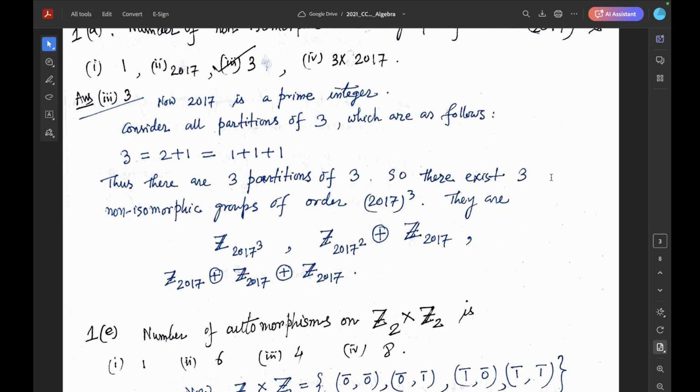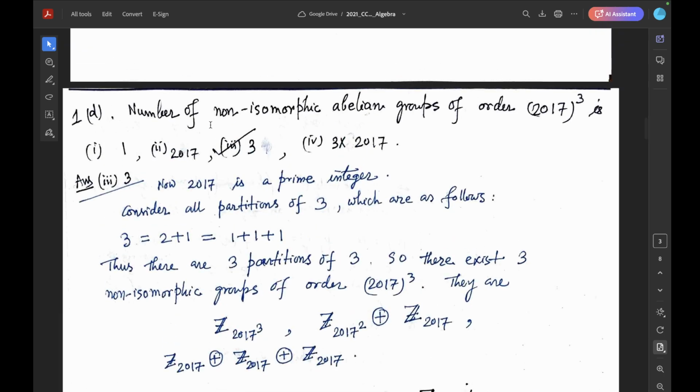So there exist 3 non-isomorphic groups of order 2017 to the power 3, and they are Z2017 cube, Z2017 square plus Z2017, because this is 2 plus 1, so 2017 power 2 and this 1, or Z2017 plus Z2017 plus Z2017. So we get 3 non-isomorphic groups of order 2017 to the power 3. Hence correct option is 3.